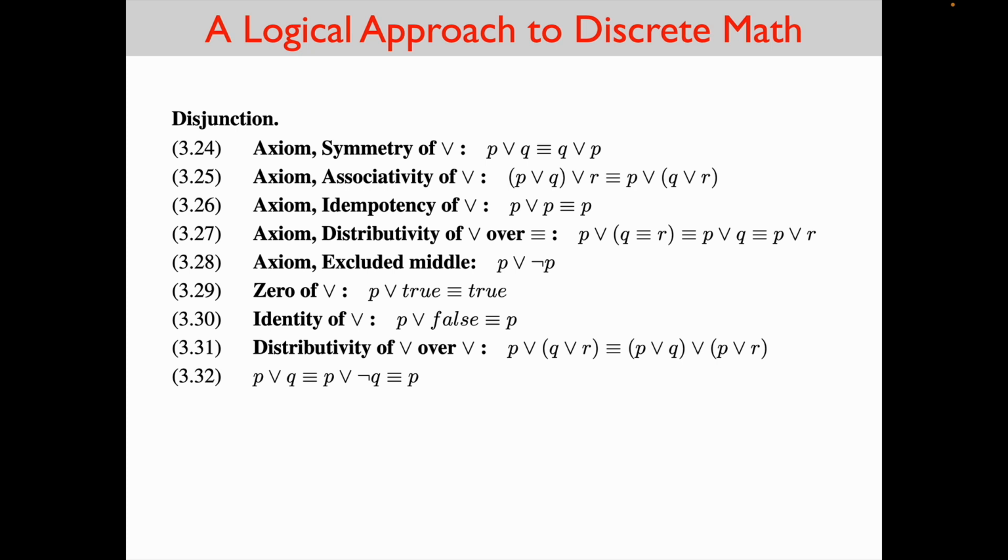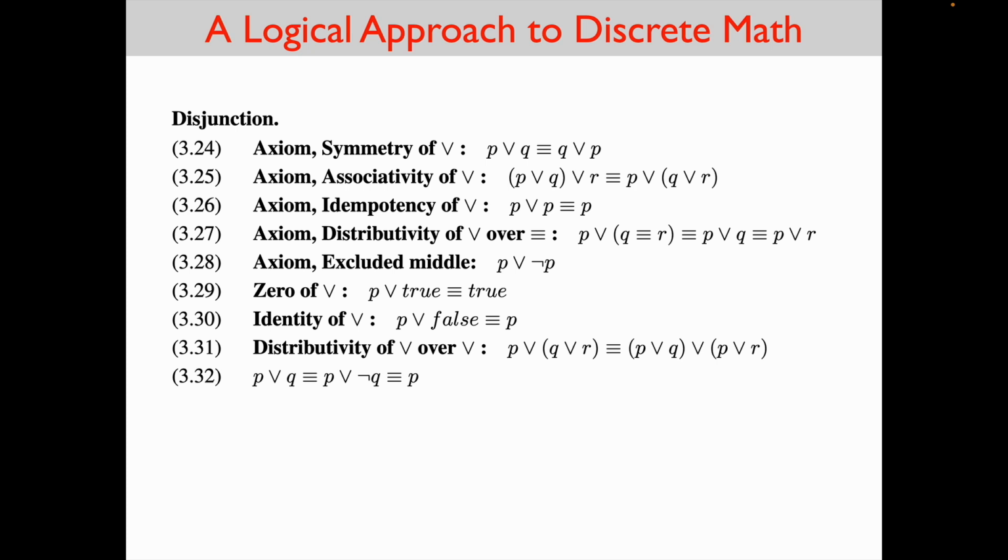3.27 is distributivity of or over equivals: P or (Q equals R) is equivalent to P or Q equals P or R. And finally, the last axiom is 3.28, excluded middle: P or not P. Okay, so those are the axioms, and of course we will not prove any of these. These are all assumed. These define the properties of disjunction, the or operation.